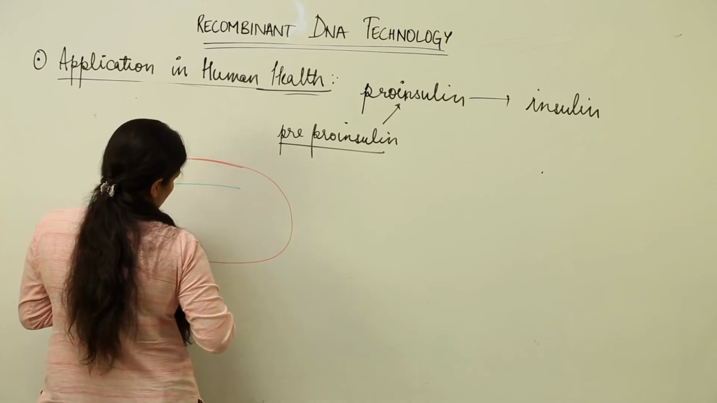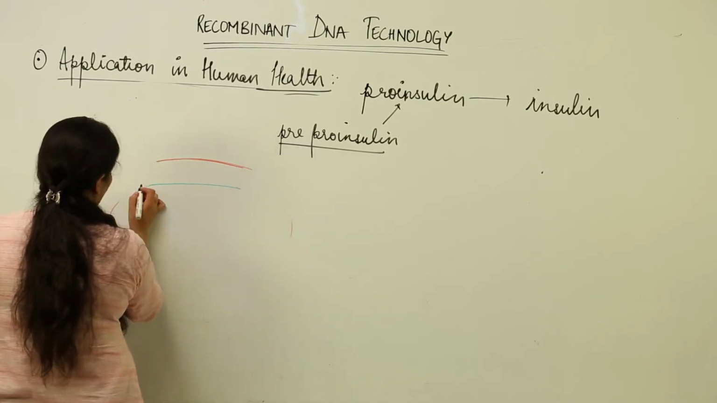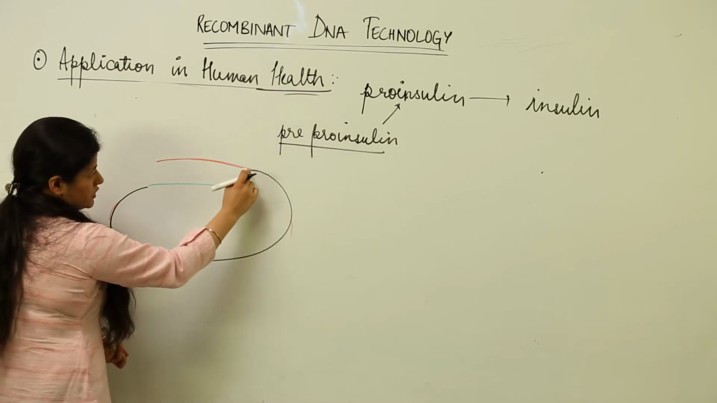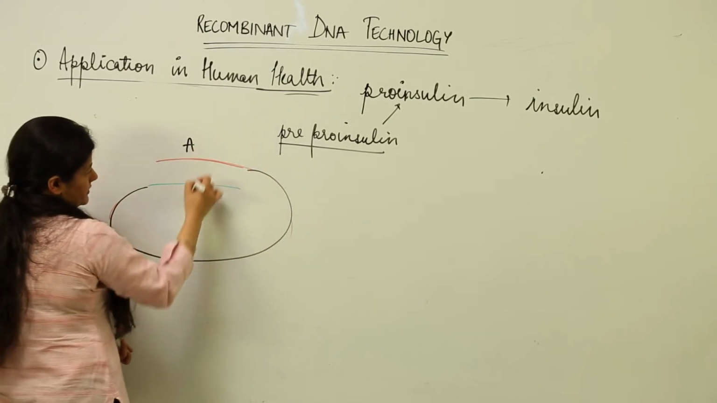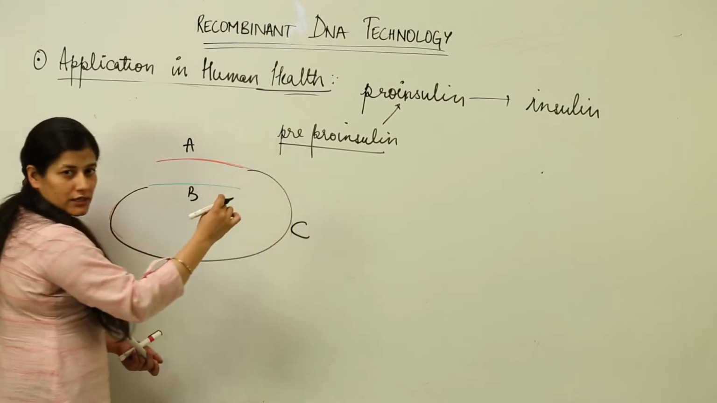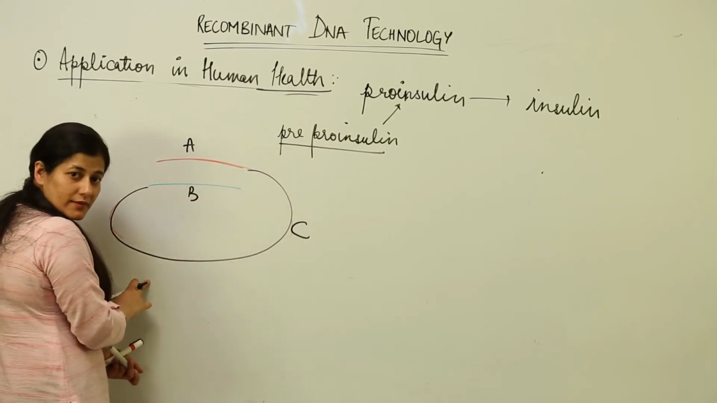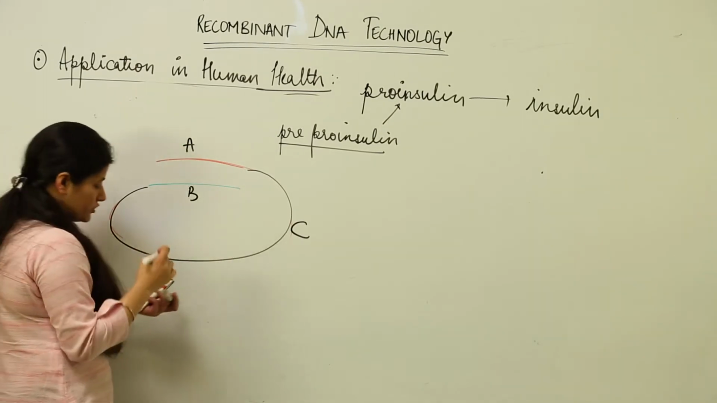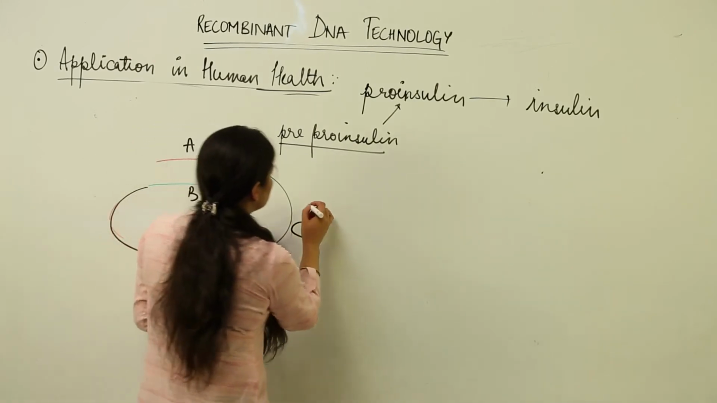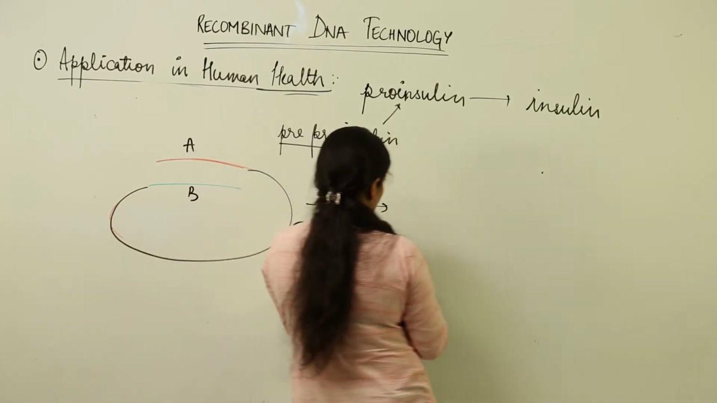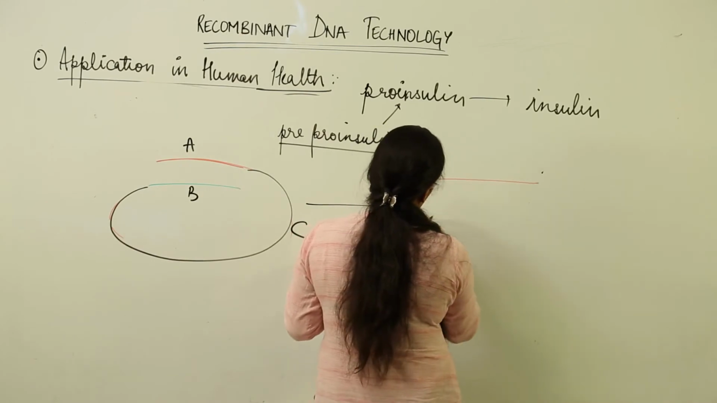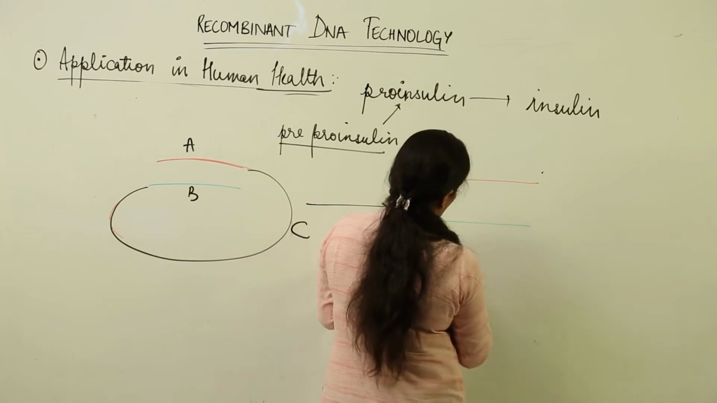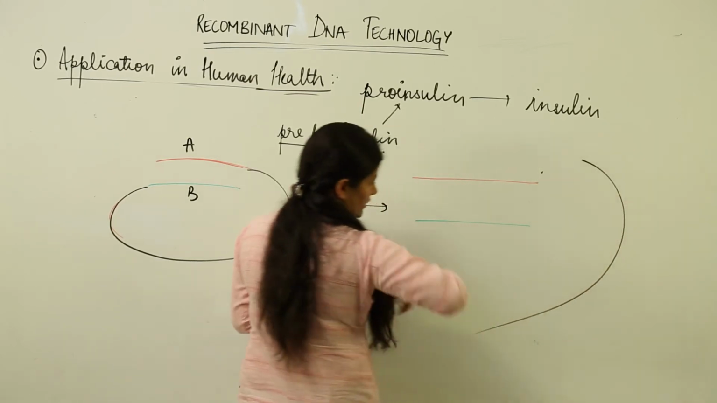Now, pay attention, this is A, this is B and this is C peptide. Now, C peptide is to be removed and then it becomes insulin, and A and B have to be attached by disulfide bridges. The conversion takes place in such a way that you have A peptide, you have B peptide and C peptide is gone away. It's cut.